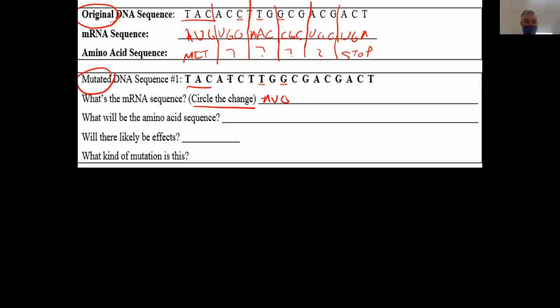ACC, ATC. Uh-oh, there's my mutation right there. Before I do anything else, I want to see if it is an insertion or deletion. My reading frame is the same. I have the same set of codons: 1, 2, 3, 4, 5, 6, and 1, 2, 3, 4, 5, 6. Six sets of codons, so I know it's got to be a substitution. What will be the amino acid sequence? You'll have to write your amino acid sequence here and compare it to this one. How would it change your amino acid sequence? Will there be an effect?